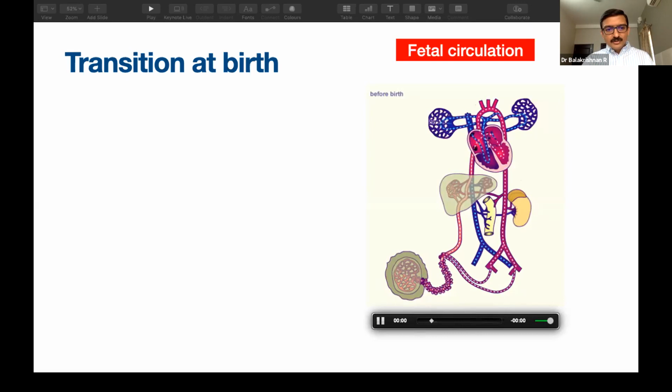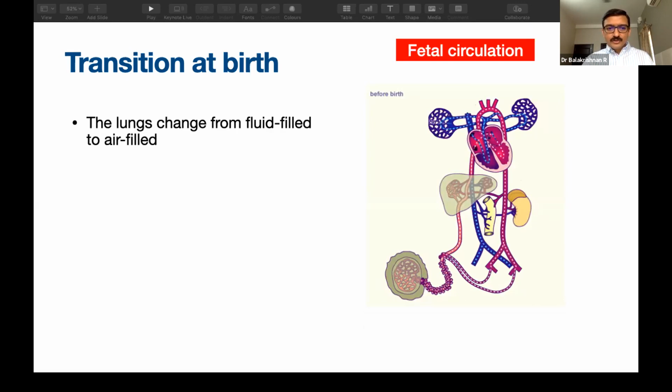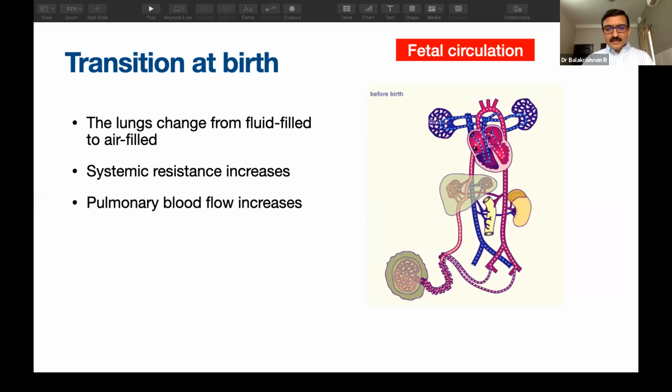And what happens soon after birth? The lungs, which are fluid filled, change to an air-filled organ. As we clamp the umbilical cord, the systemic resistance increases. And as the lung expands, pulmonary vasodilatation happens, and there is increased pulmonary blood flow, which helps in oxygenation and ventilation. And subsequently, the foramen ovale and ductus arteriosus close.